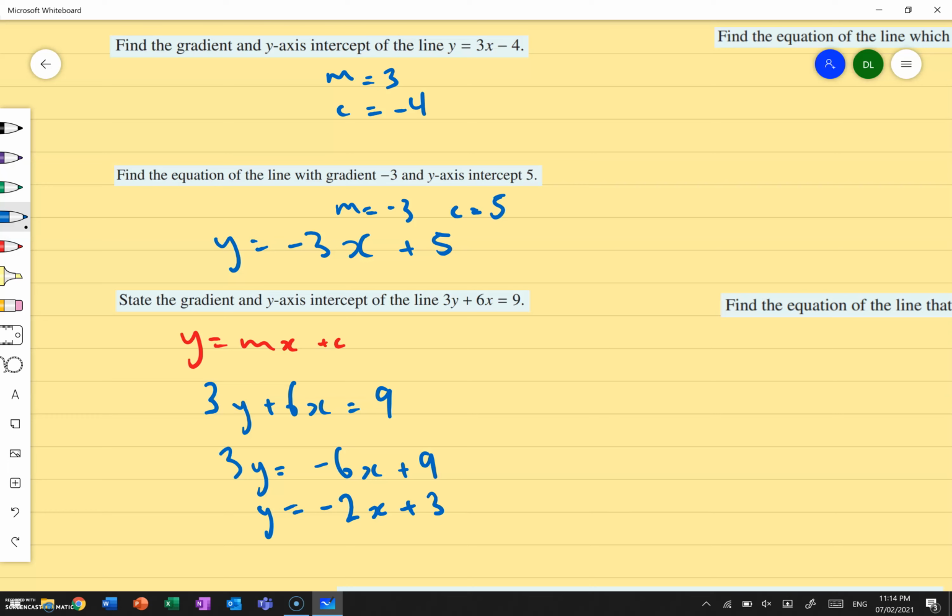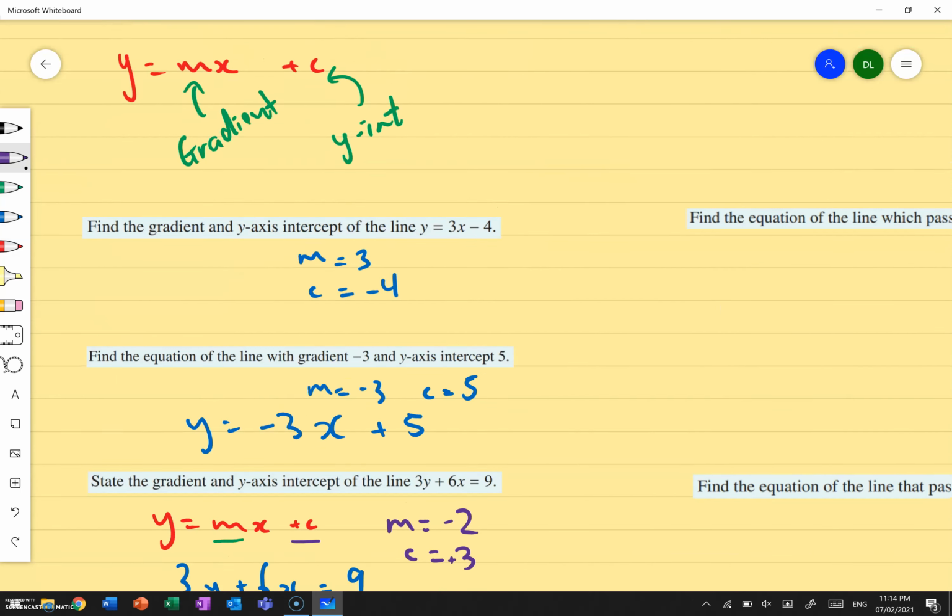Now we've got our gradient intercept form where I've got y equals mx plus c. You can see that my m is going to be negative 2 and my c is going to be positive 3. So the gradient, I'm going to go ahead and write on this side over here. So gradient equals negative 2 and my y-intercept is equal to 3, or positive 3. Awesome, so that's gradient intercept form.